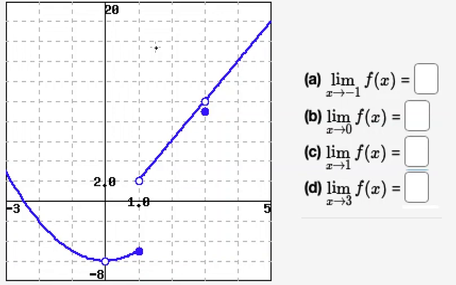Hello everybody. So today I will talk about calculus. The topic today is about limits. So now I will show you how to answer.